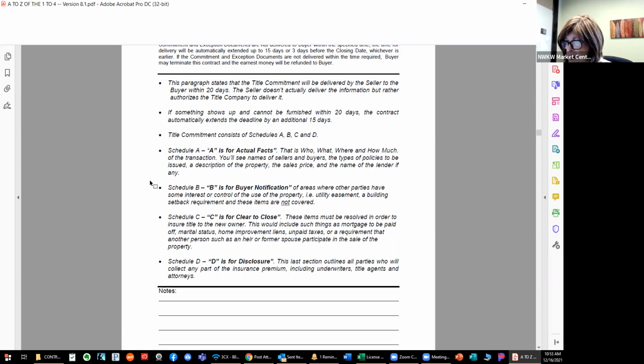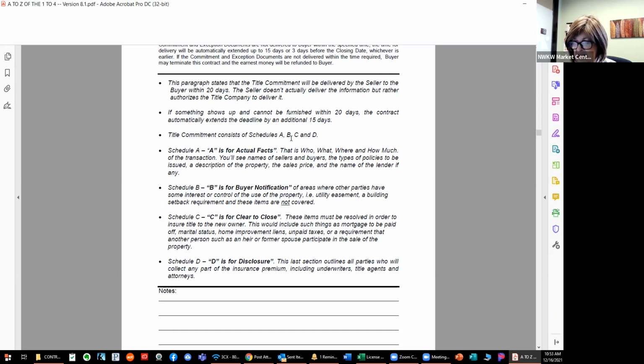So if something shows up and it cannot be furnished within 20 days, the contract automatically extends the deadline by an additional 15 days. So you have to read these contracts to see what the fine print says. If they can't get it within the 20 days because title found something that showed up, that automatically gives them 15 more days to work on it.